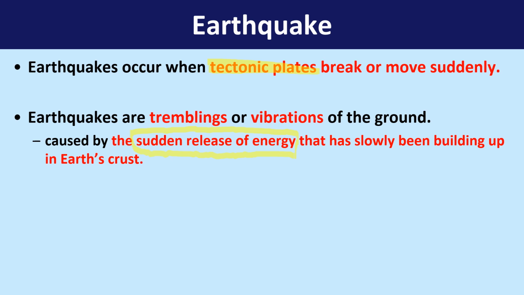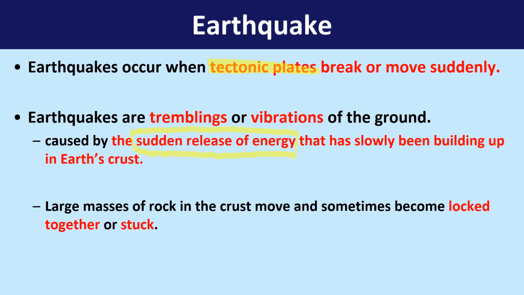because of an impact. We call it momentum, that slowly builds up at a certain area, and as soon as the plates break apart, that's when the impacts go on the ground, which is our Earth crust. Large masses of rock in the crust move and sometimes become locked together and stuck together. Those are extreme situations.